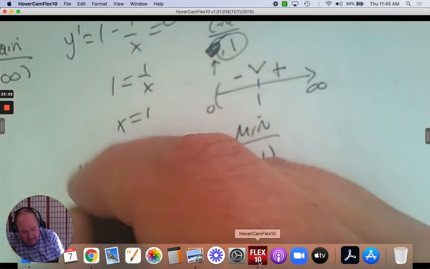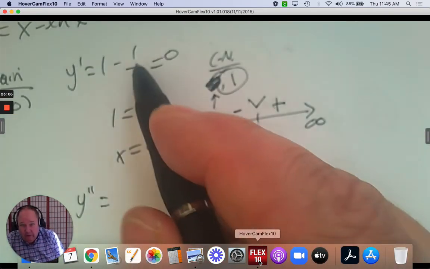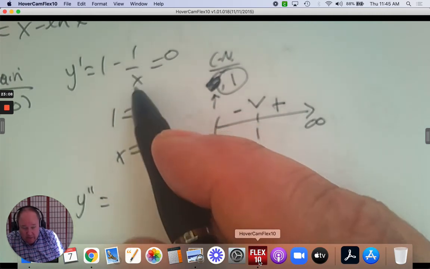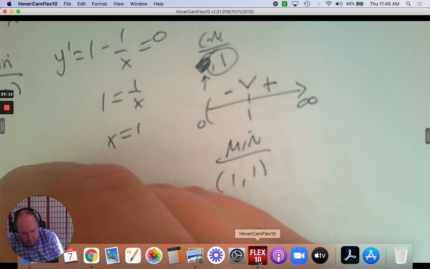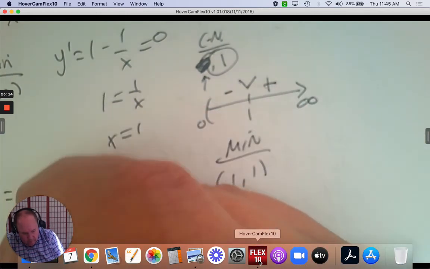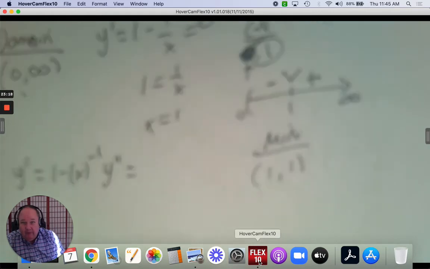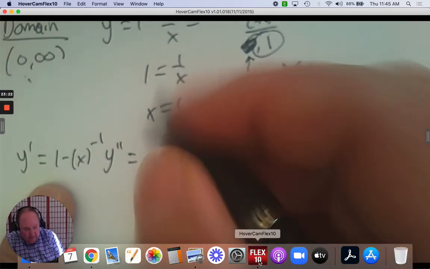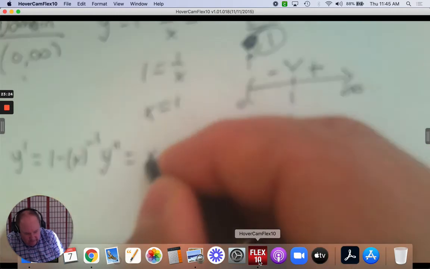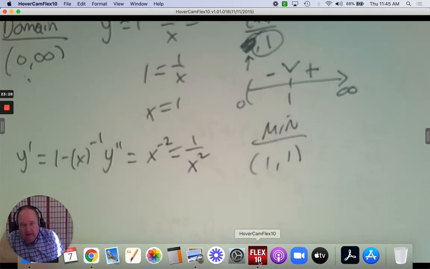Then I'm going to take the second derivative. So the derivative of 1 is 0. The derivative of negative 1 over x, I'm going to write it like that. So 1 over x, x to the negative 1. So negative times a negative is positive x, and subtract 1 from the exponent. So it's 1 over x squared. That's the second derivative.